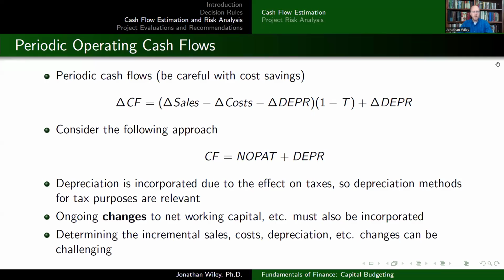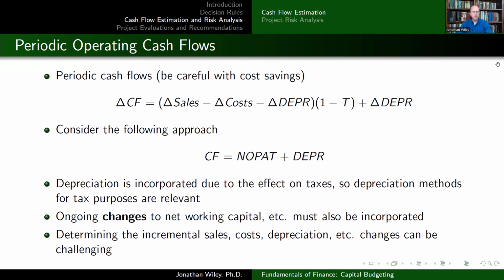All right, so in this video, I'm going to talk about calculating the periodic operating cash flows associated with the capital budgeting project. So when you're calculating the periodic cash flows, basically what you're looking for is the changes in cash flows that are arising as a result of the project.